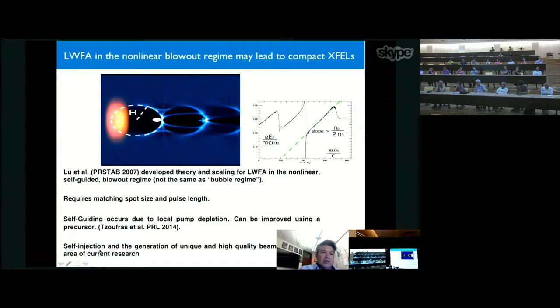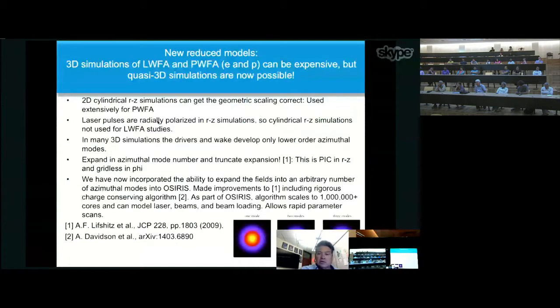So self-injection and the generation of how to accelerate these unique high-quality beams is really the active area of research at the moment. So I'm going to skip through this. If people have questions about it, basically we have followed an idea by Lifshitz, and my grad student implemented it and used a new charge-conserving current deposit, so improved on the idea significantly.